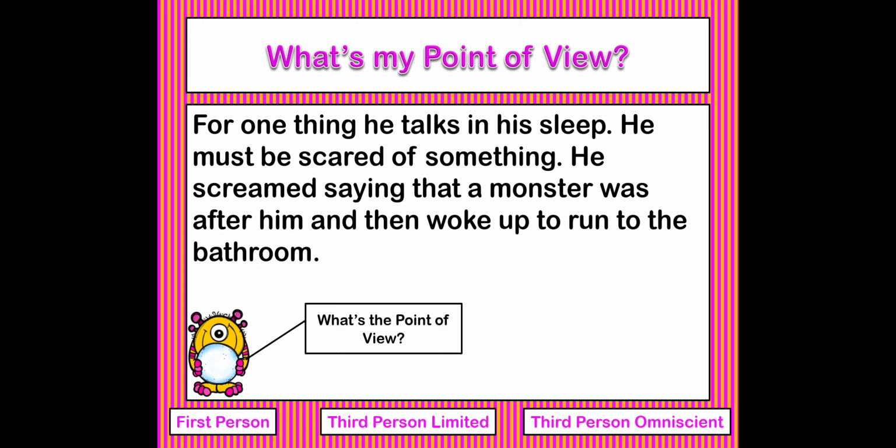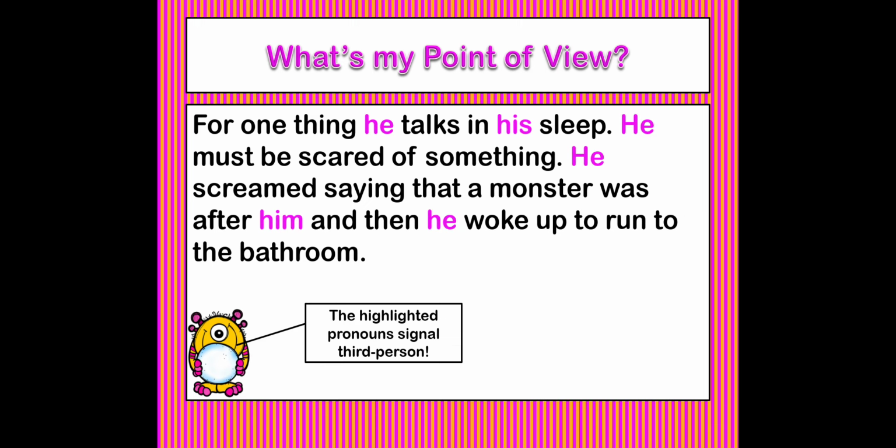What's the point of view? If you said third person limited, you are correct. We know that it's third person because it uses the pronouns he, his, and him. We know that it is limited because, remember, limited only knows one character's thoughts or feelings. So it's only saying one because it says he must be scared of something.